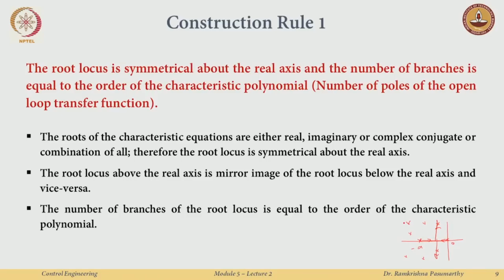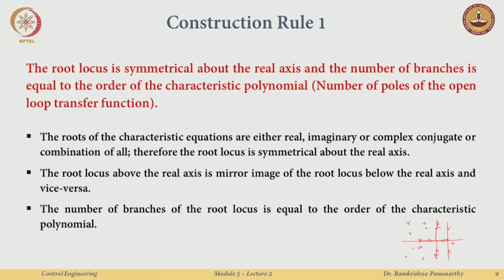So, these roots could be real, imaginary or complex conjugate, right. But if there is a pole here, there is a pole here, and so on, and therefore, whatever happens, it will always be symmetric along the real axis, right. So, the first thing is that the root locus is symmetric about the real axis, or in other words, if I take the positive half here and put a mirror here, this guy will just be the mirror image of this guy, right.